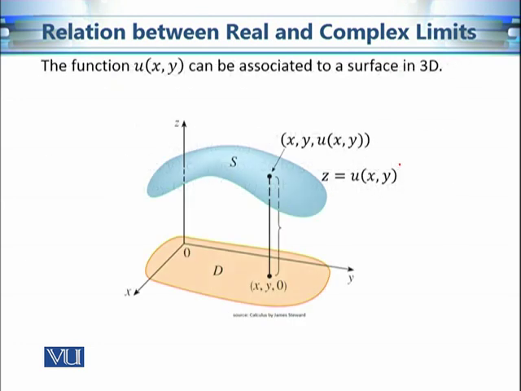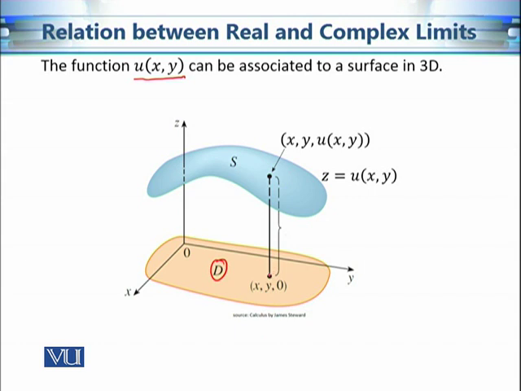To understand it geometrically, this function u of x,y can be associated to a surface in three-dimensional space. So how do we associate it? Now what is the domain of this u of x,y? The domain is going to be some subset of the xy plane, because there are two coordinates x and y. So the domain of this function is going to be, let's say, D, a subset of the xy plane.